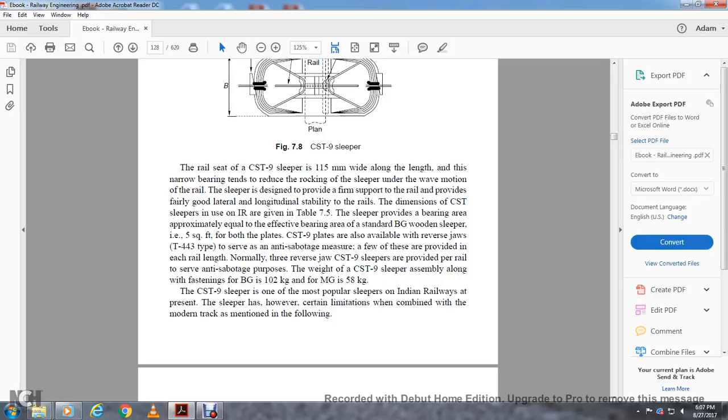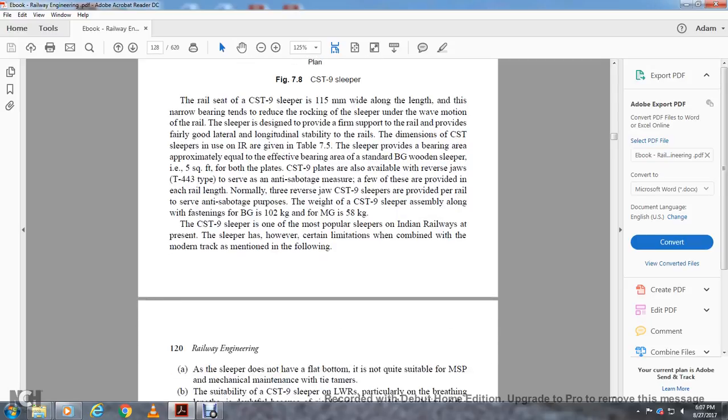The CST9 sleeper is one of the most popular sleepers in Indian Railways at present. The sleeper has, however, certain limitations when used on monotrack, as mentioned in the following.